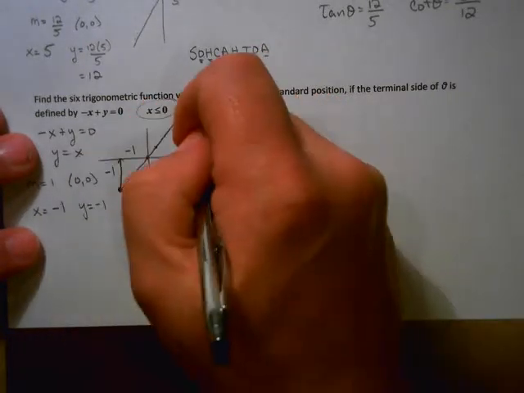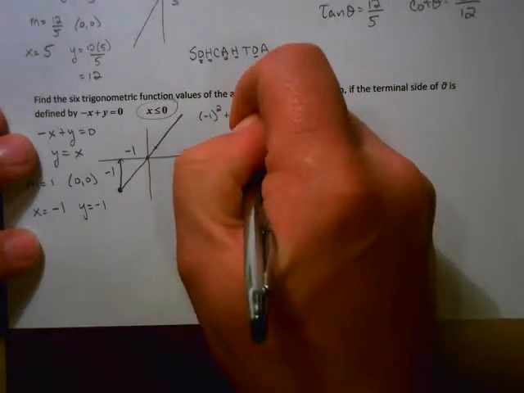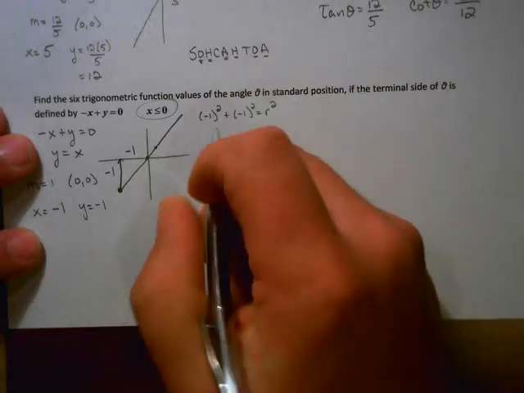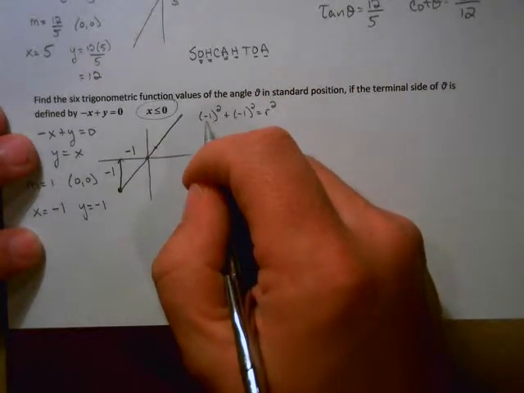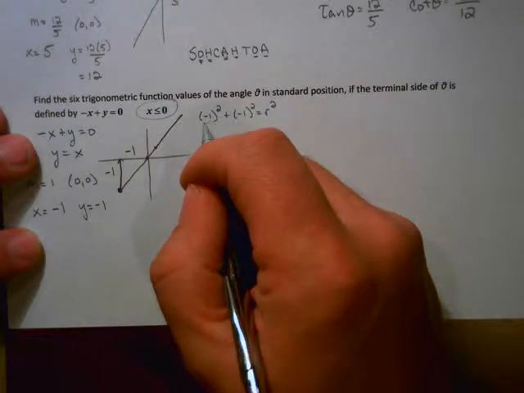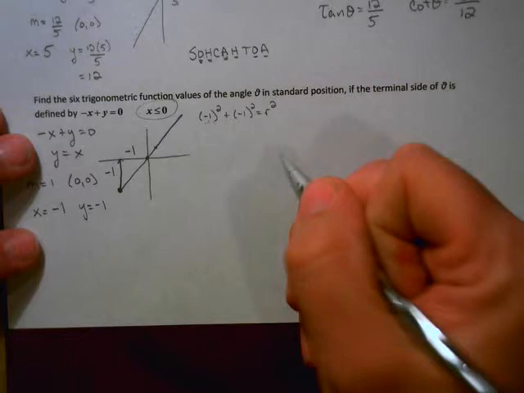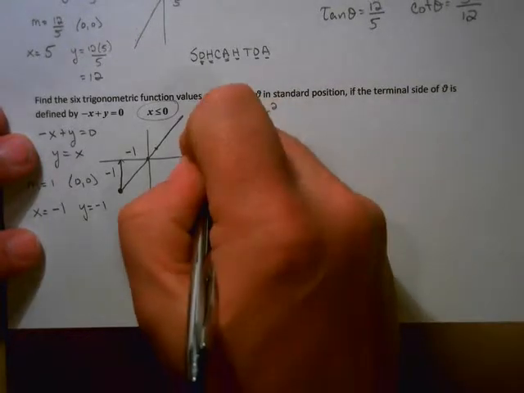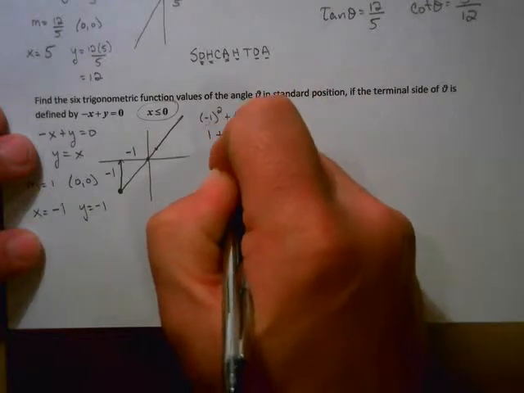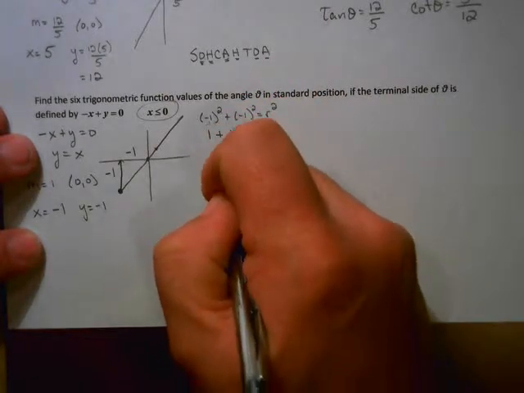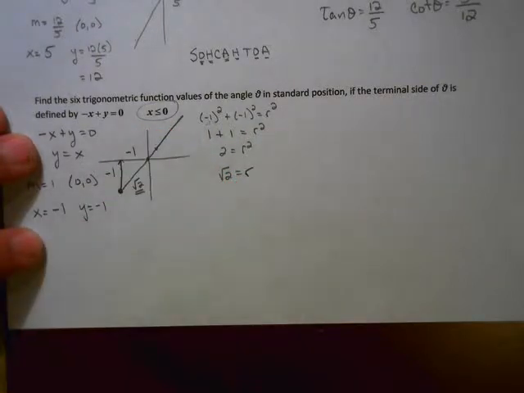hypotenuse, our r value. Negative 1 squared plus negative 1 squared equals r squared. Now you'll notice I'm using parentheses here because if you put it in your calculator without the parentheses, you're going to get a negative 1. But with parentheses, negative 1 times negative 1 is a positive 1. That's 1 plus 1 equals r squared. 2 equals r squared. The square root of 2 equals r. That's our hypotenuse.